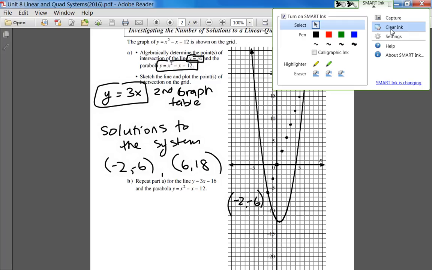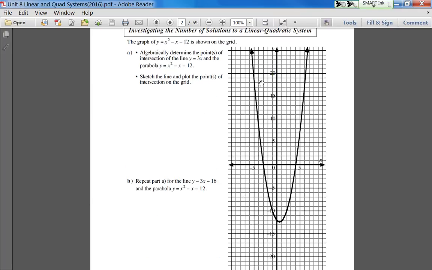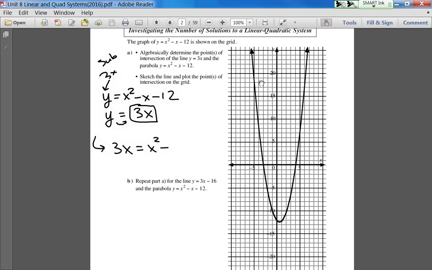Okay. So let's do this algebraically. So we got y equals x squared minus x minus 12, and we got y equals 3x. Now, how many different ways can we do this? Two ways? Substitution or elimination? And there's also the transitivity that I mentioned, where A equals B, B equals C, so A equals C. So that's basically substitution. I like that because it's obvious that y is 3x, and here's a y here, so let's put 3x as a substitution there. So all that happens is 3x equals x squared minus x minus 12.